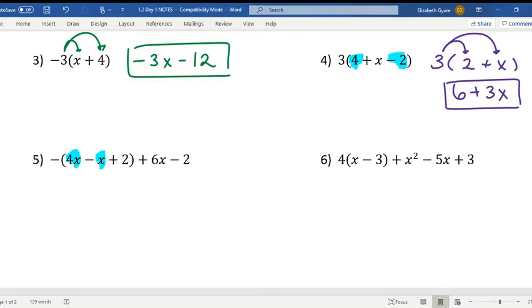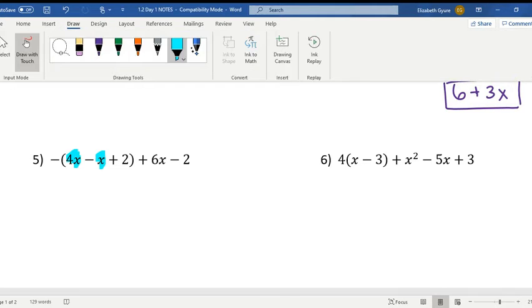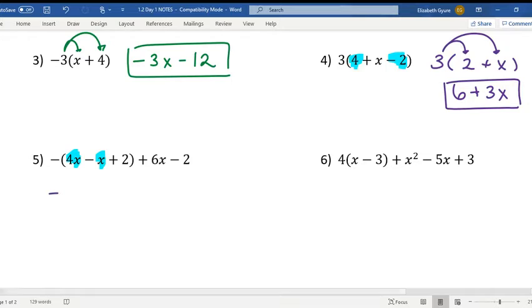So let's just copy down what we're not changing yet. We're not messing with this negative sign yet, so just bring it with you. And then, Jaden, what's 4x minus x going to give you? If you have 4 of them and you take one away. 3. So that's going to give you 3x. We're not messing with the 2 yet. Plus 6x minus 2. We haven't messed with any of that yet.